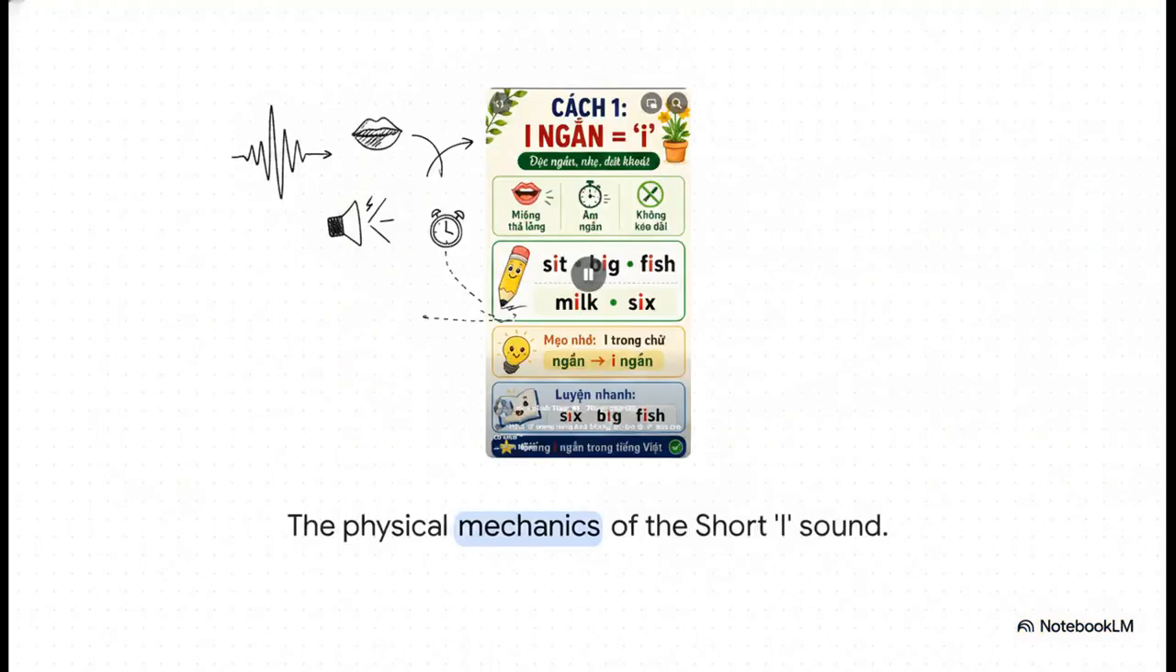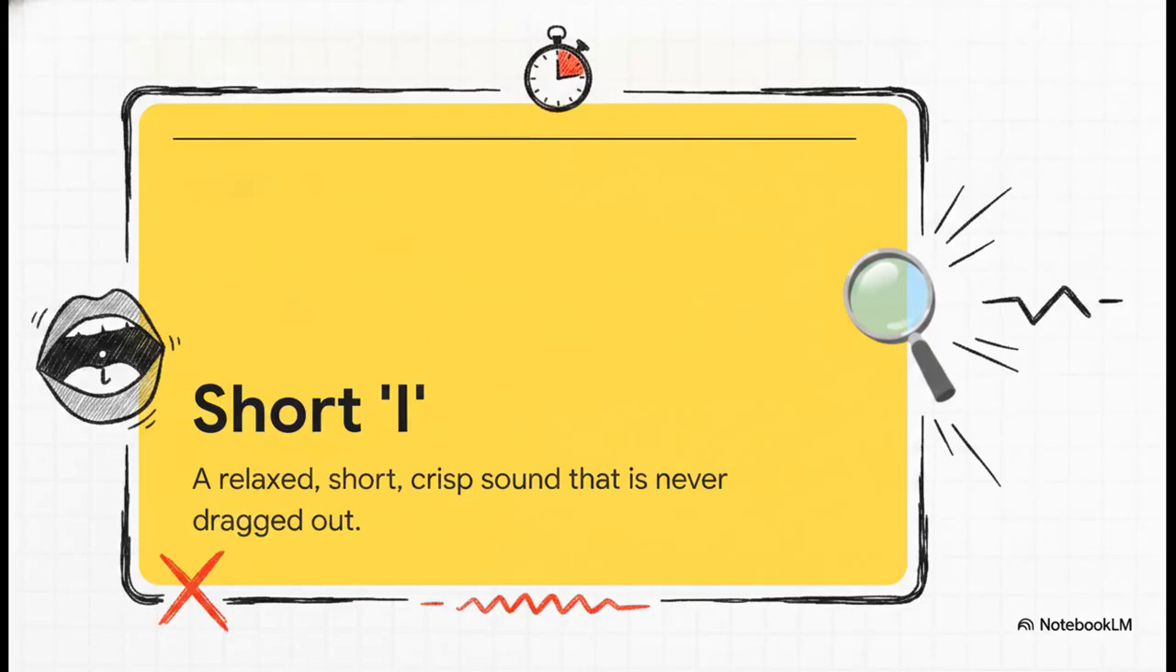I want you to think of me as your personal vocal coach right now. We're going to build your physical mechanics. Making the short I really just requires 3 simple things. Keep your mouth relaxed. Make it a quick, short duration, and absolutely do not stretch the sound out. Honestly, for our Vietnamese speakers, this is going to feel incredibly familiar. It's really similar to that quick, bouncy I you already use every day. So to clearly define what a short I demands from your mouth and your vocal cords, it's a sound made with a totally relaxed mouth. It has to be kept short, it has to be crisp, and it must never be dragged out.